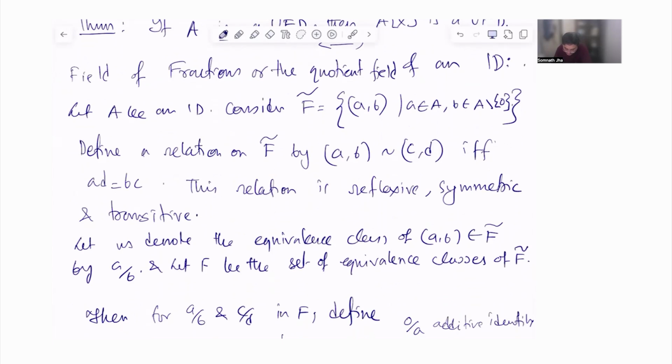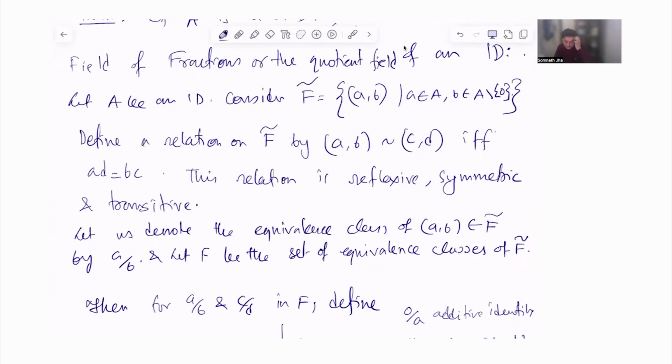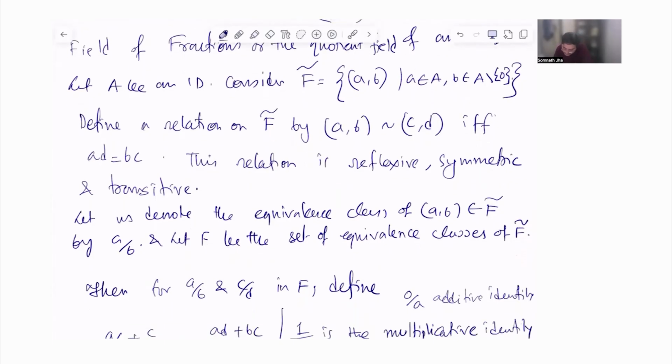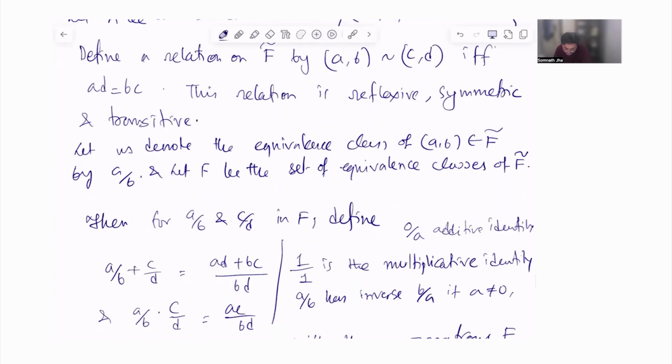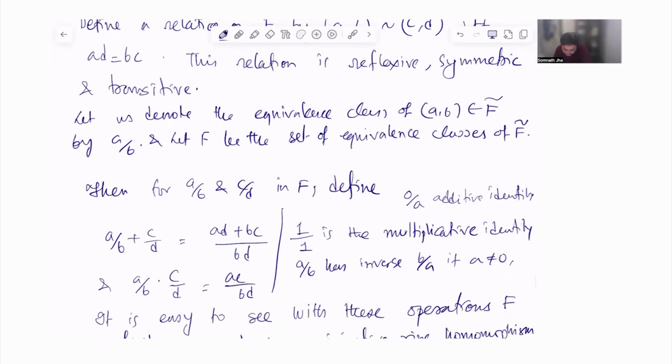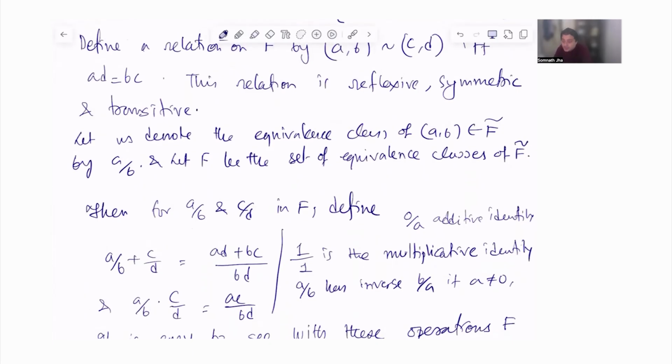Then elements of F look like a by b and c by d. And you define a by b plus c by d equal to (ad plus bc) by bd, and a by b times c by d is ac divided by bd. Then you can see that with these operations, F becomes a field. For example, 0 by 1 will be the additive identity, and 1 by 1, or d by d, will be the multiplicative identity.